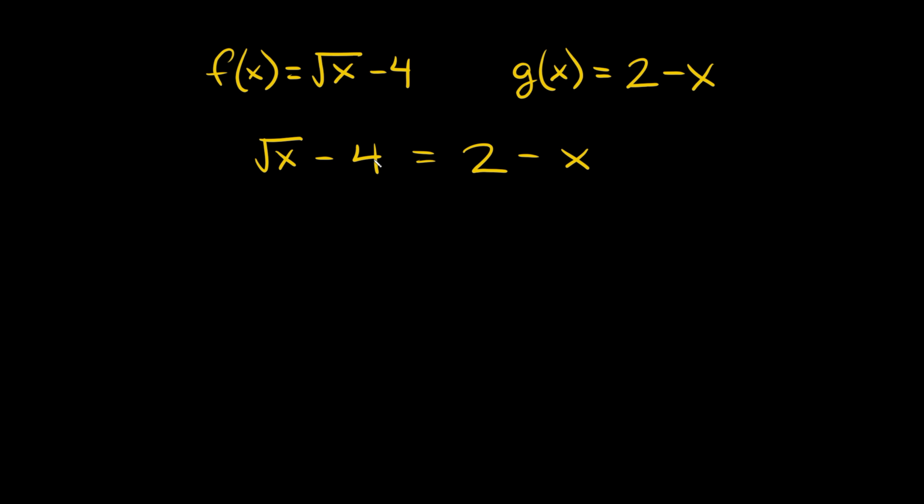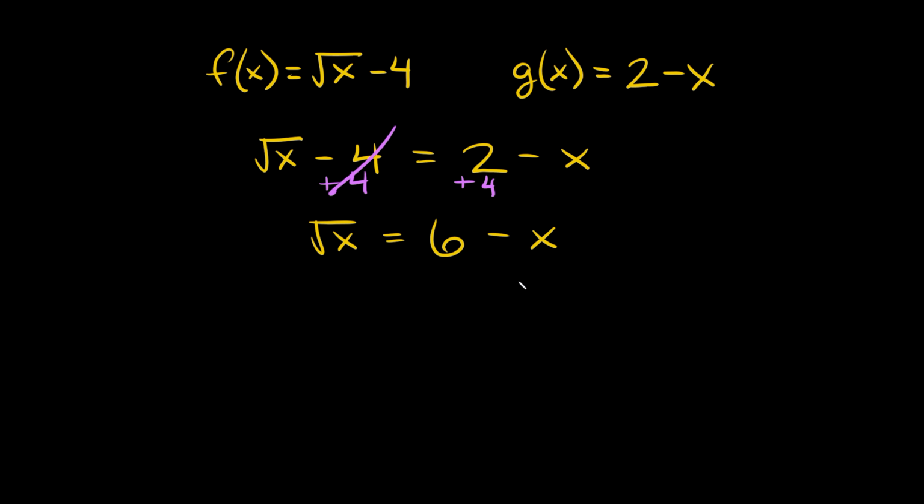So the first thing here, let's get rid of this minus 4. Let's move it to the other side so we can isolate this square root of x, right? So let's add 4 to both sides. So here these cancel out, and we're left with the square root of x is equal to, looks like 6 minus x, all right?